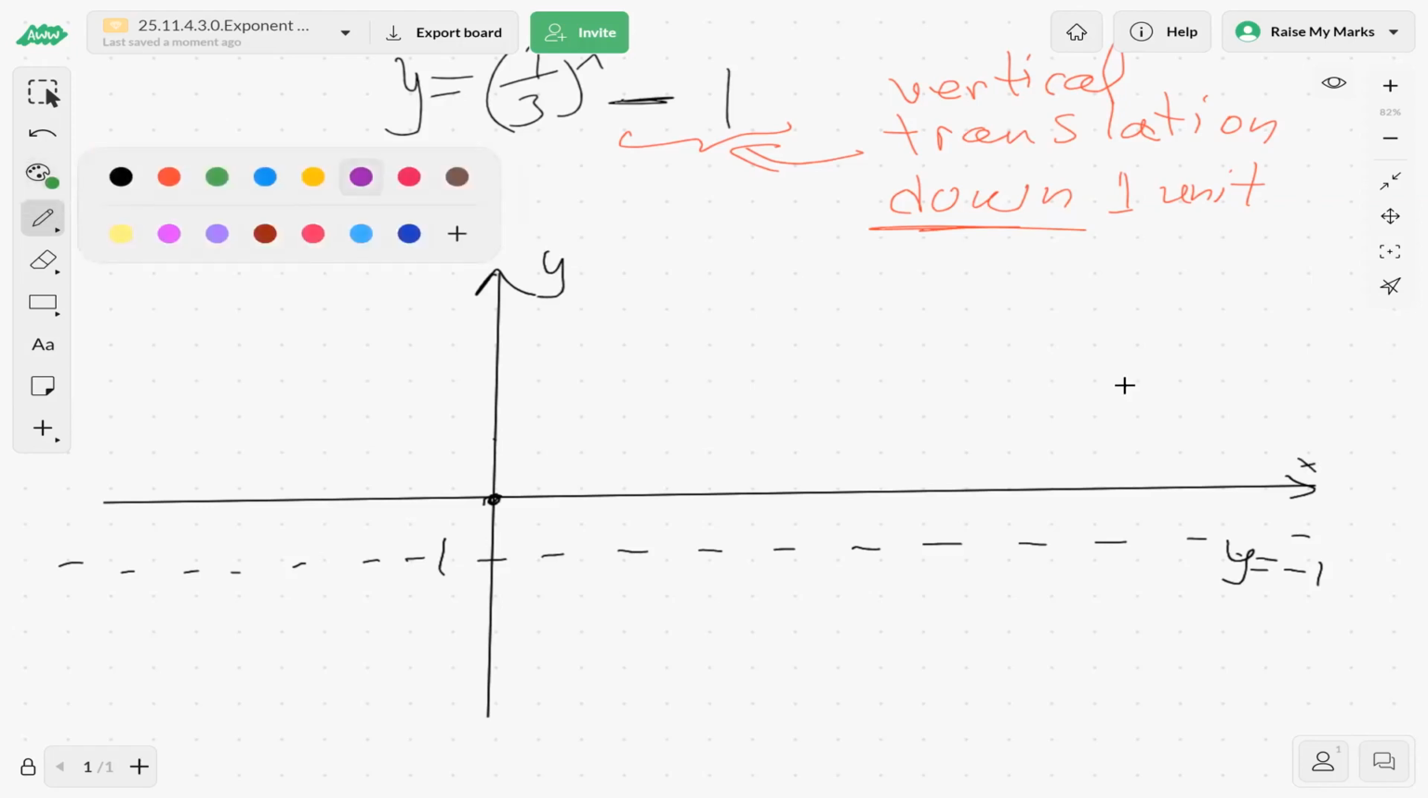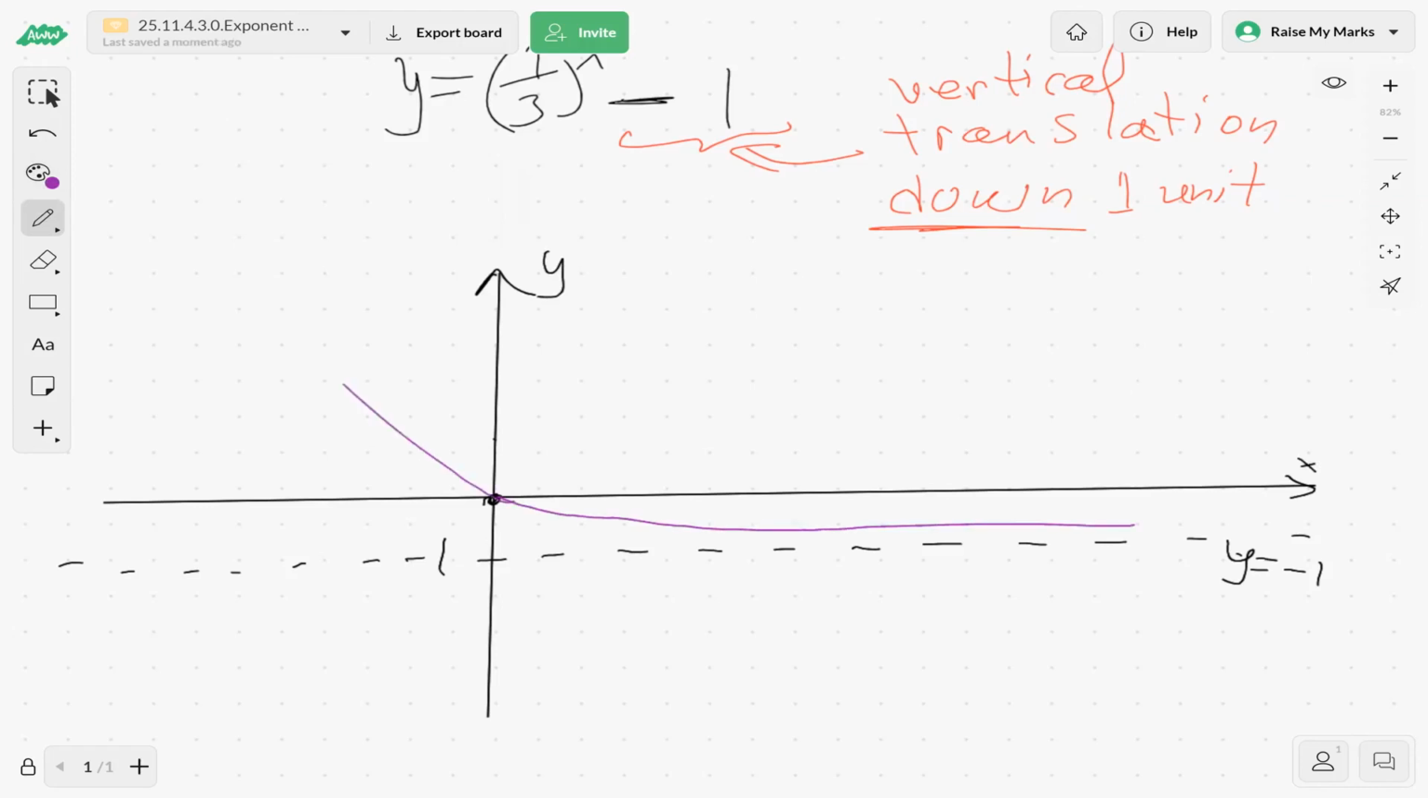So let's pick another color, purple. This purple curve is the function 1/3 raised to the power x minus 1. So everything's been translated down 1 unit. Okay.